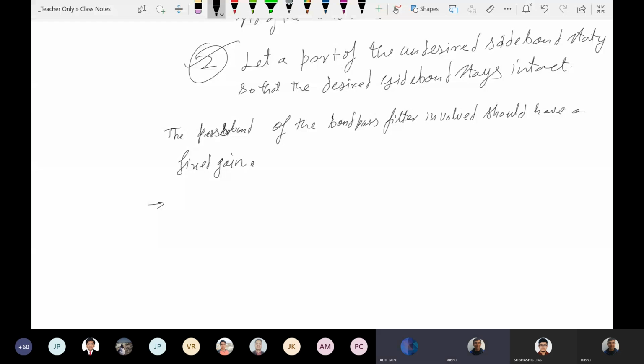Sir, are these concepts also valid for wired communication? Yeah, these are actually mainly for wired communication. So telephone lines, we'll discuss telephone lines.